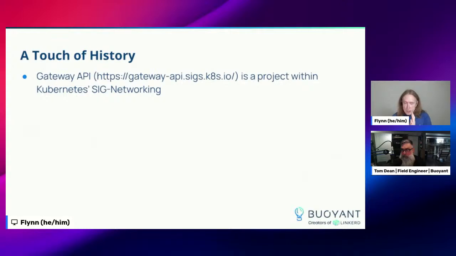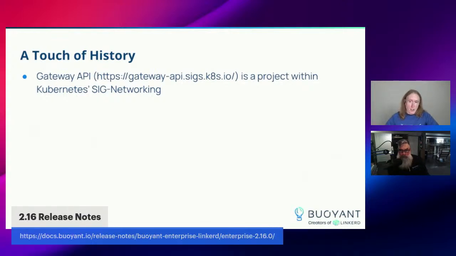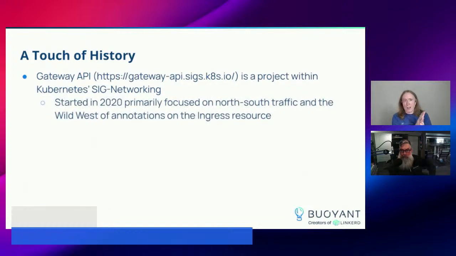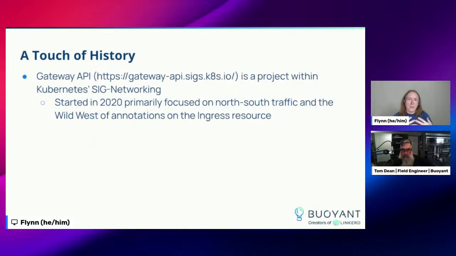So, a little bit of history for those of you who have not been following along on every Service Mesh Academy. Gateway API is a project within Kubernetes SIG Networking. It got started in 2020, primarily focused on the whole north-south traffic thing, the Ingress problem, and specifically the fact that the old Ingress resource had just kind of become this wild west of annotations, no two of which could be shared between any two implementations. The Ingress resource was a pretty rough place to be, really. So Gateway API came along to try to fix some of these problems with Ingress.